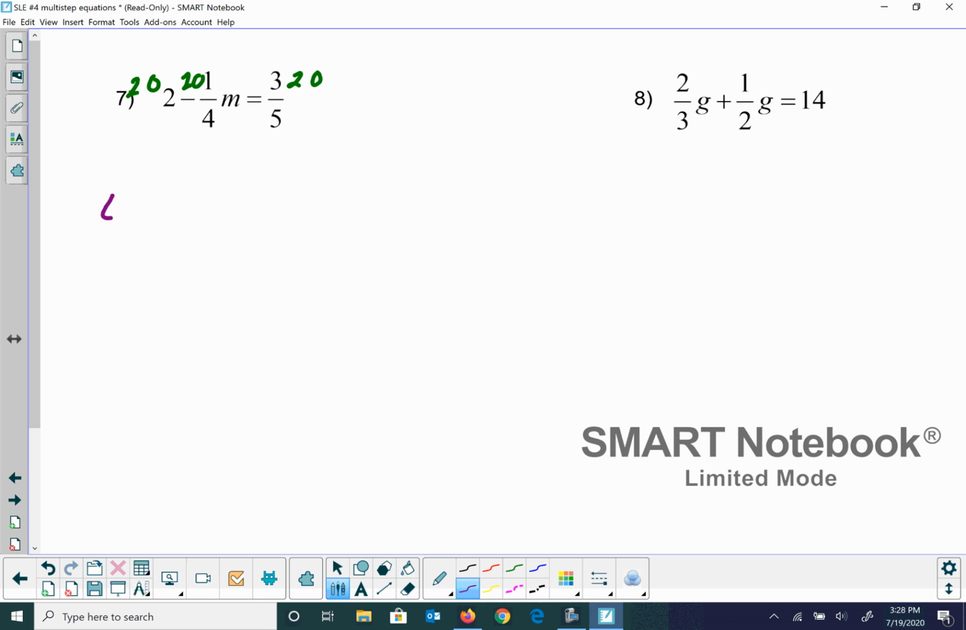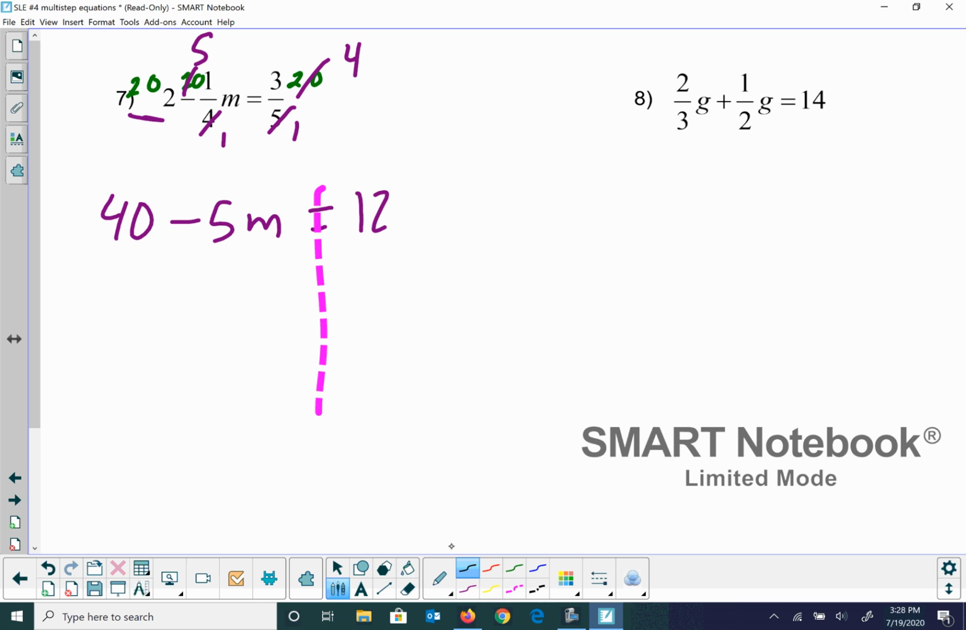So 20 times 2 is 40. There was nothing to reduce on the first part. That goes into there 5 times, so that becomes negative 5m because it was 5 times 1 equals 1, that's a 4. 3 times 4 is 12. All right, now we're ready to start solving it. Clear the denominator. Let's solve away.